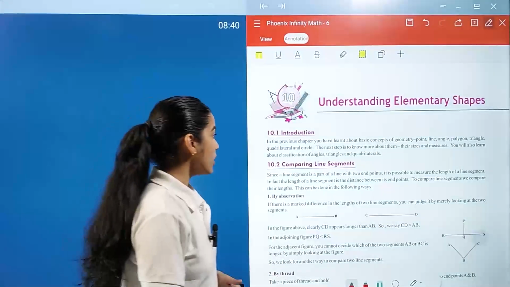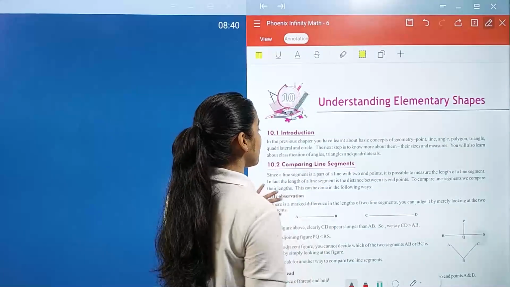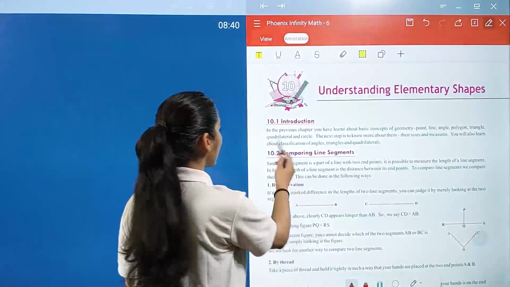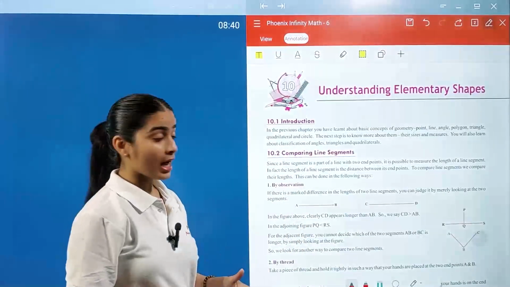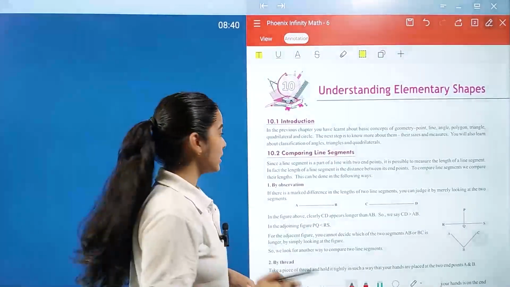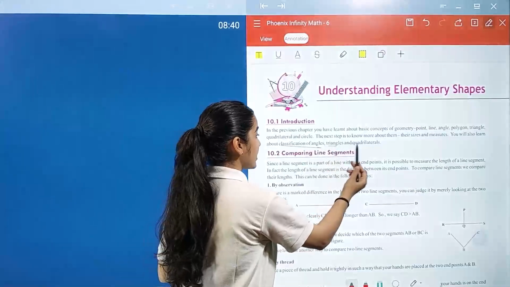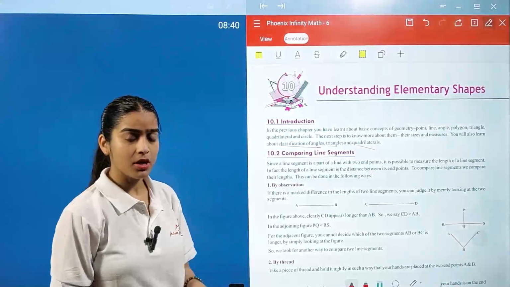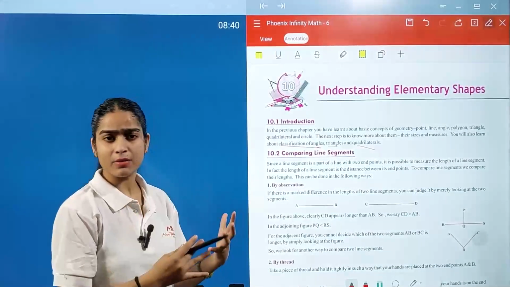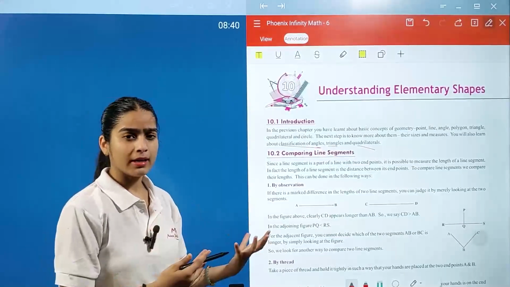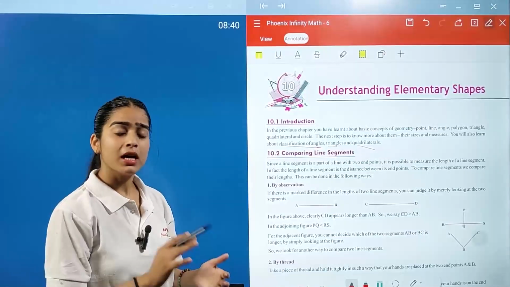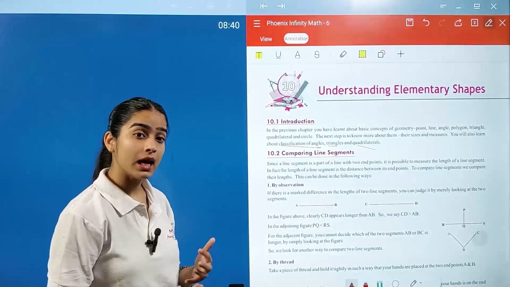So, introduction. In the previous chapter, you learned about the basic concepts of geometry like point, line, angle, polygon, triangle, quadrilateral, and circle. The next step is to know more about them, their sizes and measures, and you will also learn about classification of angles, triangles, and quadrilaterals. We already learned about points, line segments, the shapes made from line segments, and a shape made from curves. Now we are going to learn in detail about those polygons.